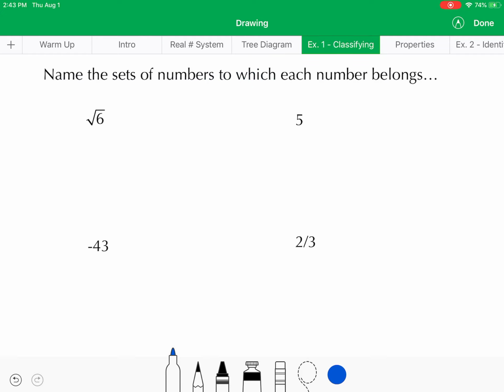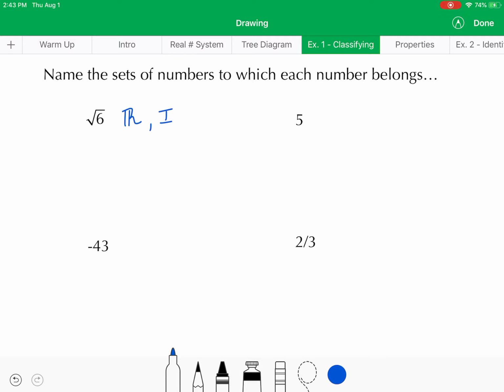All right, so here we have 4 different numbers. We'd like to classify the sets of numbers to which each belong. All right, the square root of 6, that's a real number, right? It exists, but its decimal form would be non-terminating and non-repeating, making it irrational. If it's irrational, can't be classified any further than that.